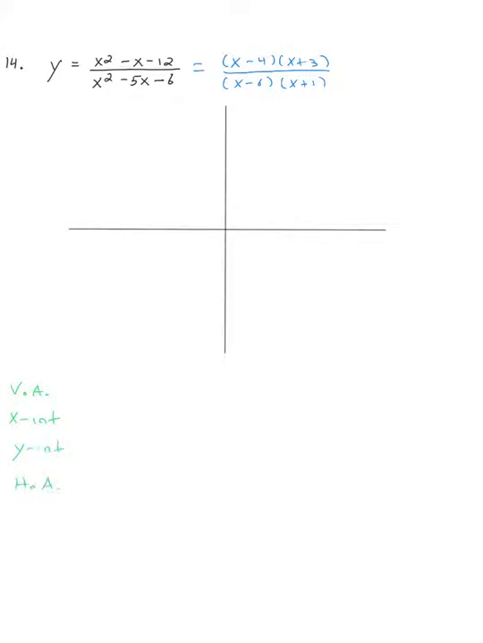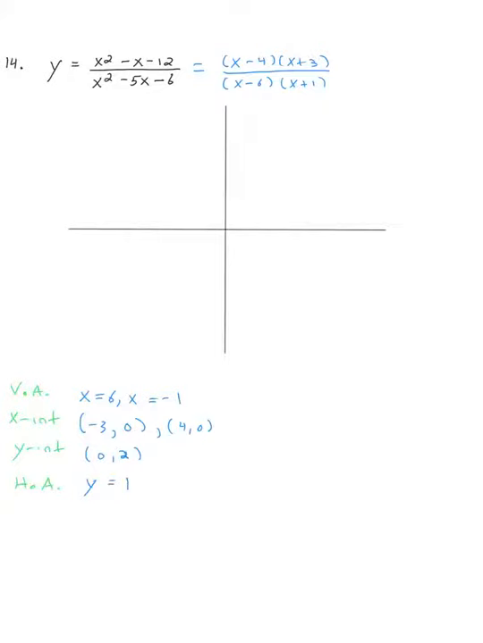The vertical asymptotes are at 6 and negative 1. The x-intercepts are at negative 3, 0, as well as 4, 0. The y-intercept is negative 12 over negative 6, that's positive 2, so that kind of works out nice this time. 0, 2. And my horizontal asymptote, again, is equal to 1.